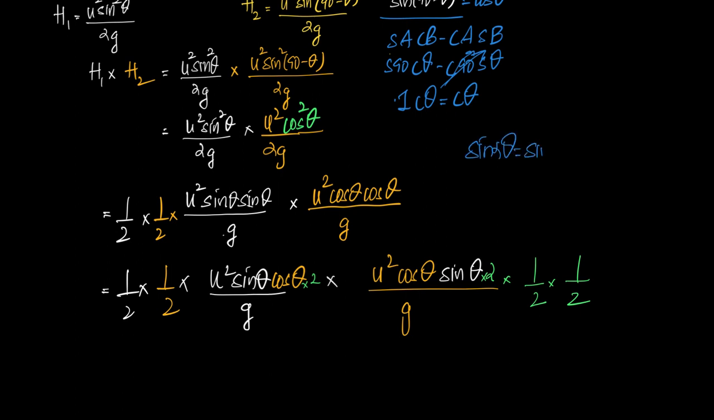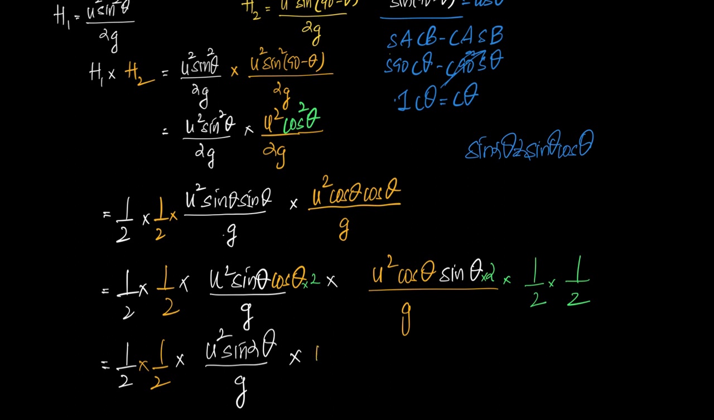Now, sine 2 theta is equal to 2 sine theta cos theta. In which case, this is equal to half into 1 by 2 into u square sine 2 theta by g into u square sine 2 theta by g, right?